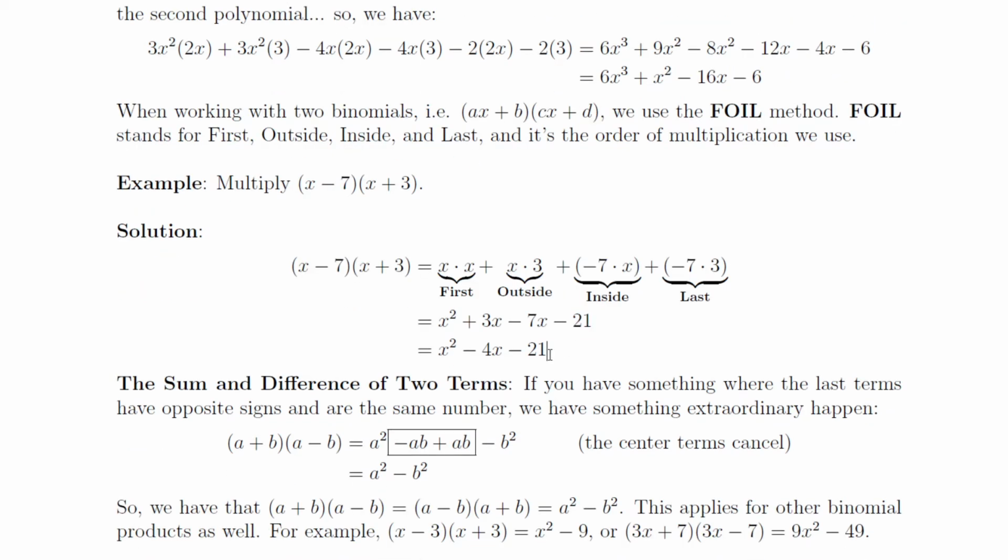Then, when you combine your like terms, by the way, when you do FOIL, your middle terms are going to be the only ones that are like terms. I shouldn't say always, but for the most part, they will generally be the same, and you can combine them. So now minus 7 plus 3 is going to mean I get a minus 4.